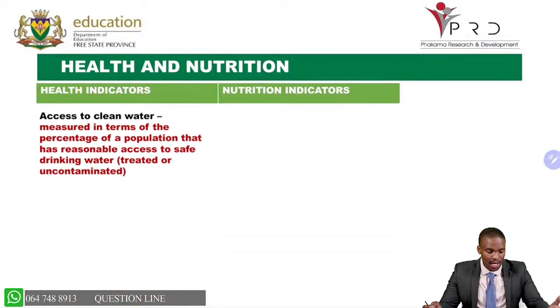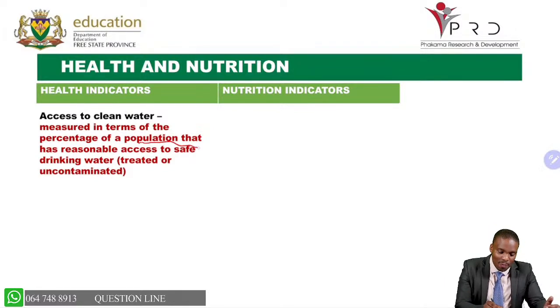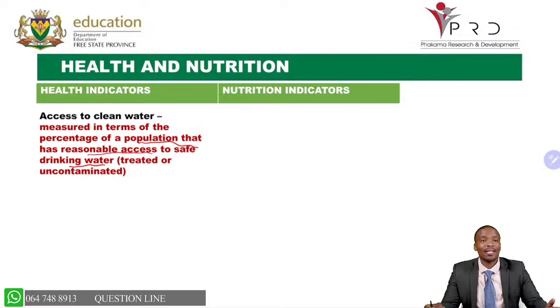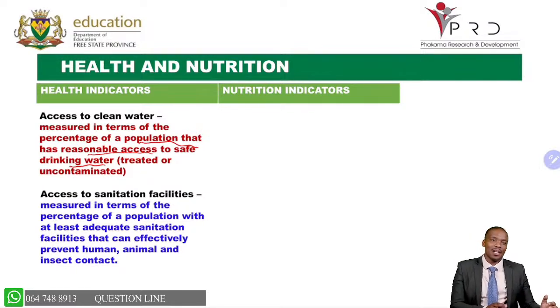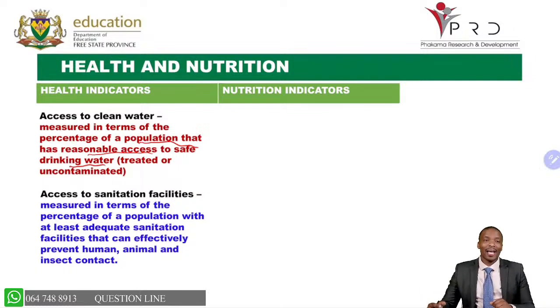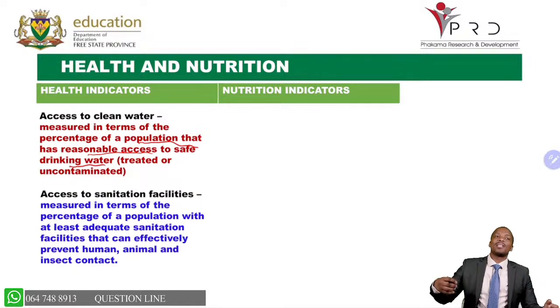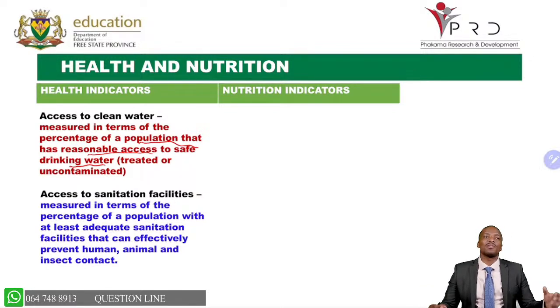Okay. Access to clean water, where we look at the number or the percentage of the population that has reasonable access to safe drinking water that is treated and uncontaminated. This one has some successes and failures, because in the cities or urban areas, yes, they do have that. But in the rural areas, where animals drink, you still find people going there to fetch water for drinking, and they do not even have chlorine or other means of purifying the water.